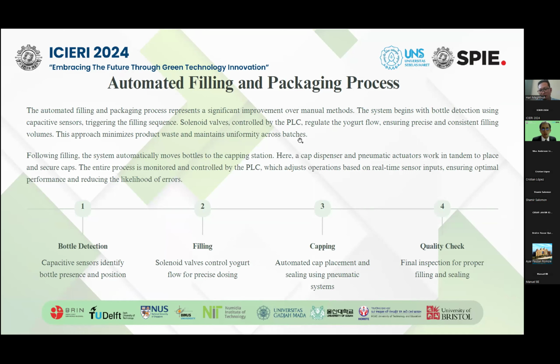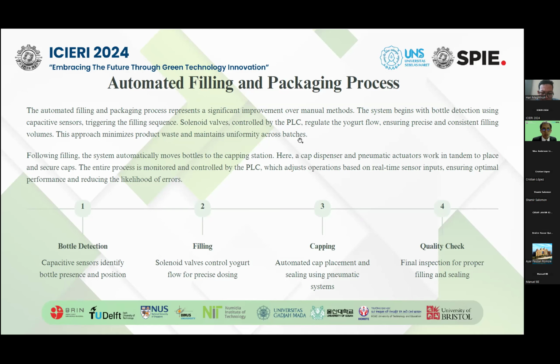After filling, bottles move to the capping station, where a cap dispenser and pneumatic actuators place and secure caps. Throughout the process, the PLC monitors operations, adjusting based on real-time sensor inputs for optimal performance.